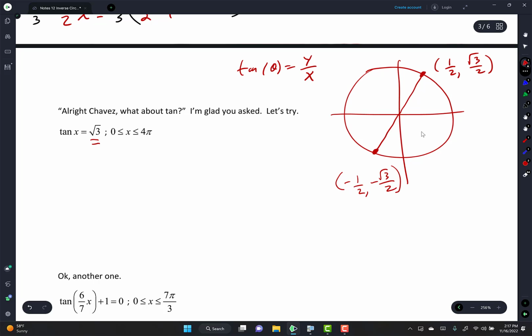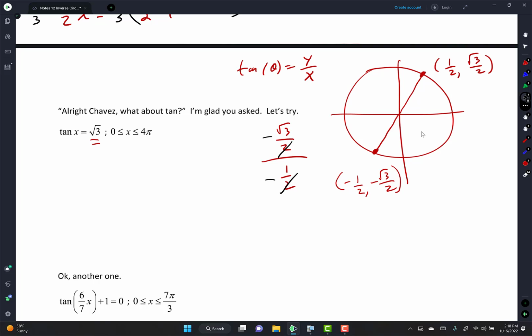Chav, I don't understand. What do you mean? Here's what I'm trying to say. Y divided by x. Square root of 3 divided by 2 divided by a half. Notice that the 2's cancel, and you're just left with square root of 3. If I had both of them negative, notice that negative divided by negative is a positive. Do you guys see that?